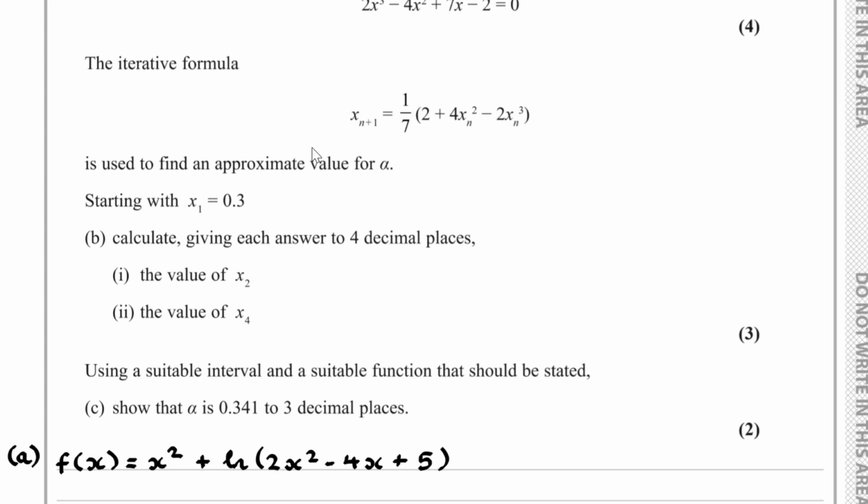Now, for part B, the iterative formula x n plus 1 equals a seventh lots of 2 plus 4x n squared minus 2x n cubed is used to find an approximate value for alpha. Starting with x1 equals 0.3, we have to calculate, giving each answer to 4 decimal places, the value of x2 and x4.